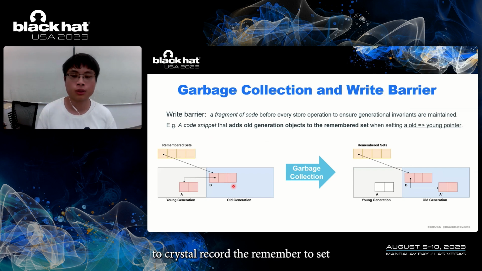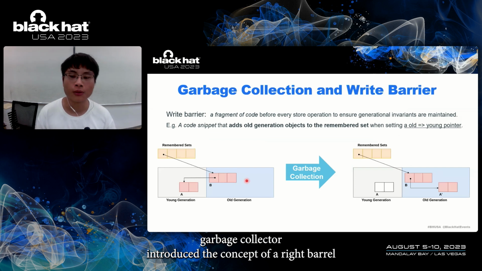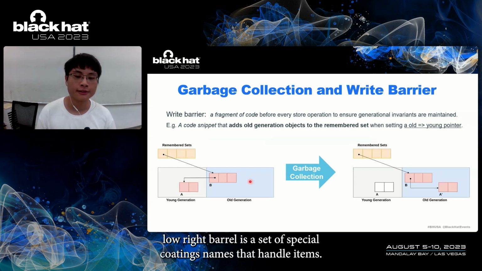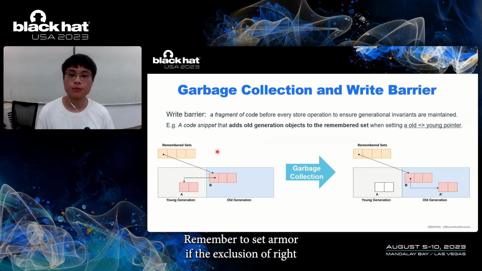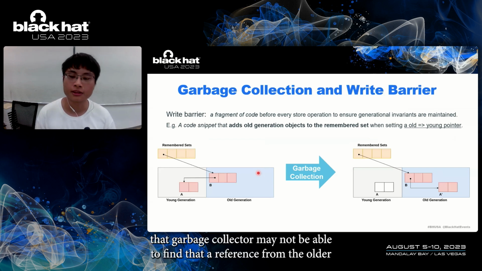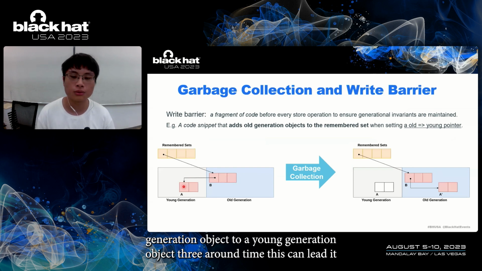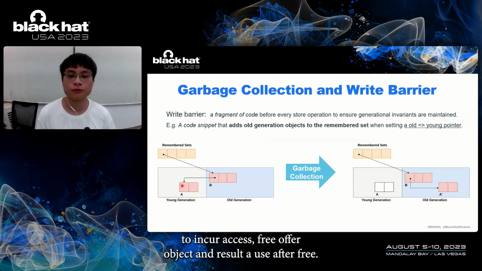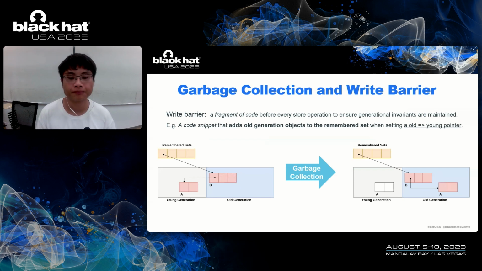To correctly record the remembered set, the garbage collector introduced the concept of a write barrier. The write barrier is a set of special code snippets that handle the updates of the remembered set. However, if the execution of the write barrier is omitted during the process of updating pointers, the garbage collector may not be able to find the reference from the older generation object to the young generation object during runtime. This can lead to incorrect freeing of the object and result in a use-after-free vulnerability.